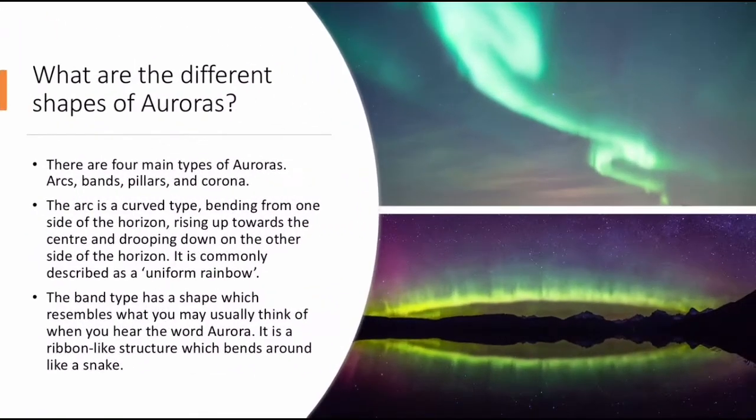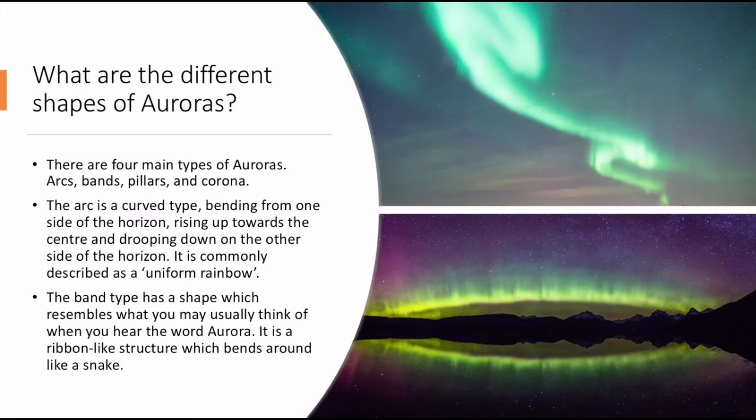There are four main types of auroras: arcs, bands, pillars, and corona, not coronavirus, just saying. If you want to know more about that, then there's a video that I've made. Click on the top right. The arc is a curved type, bending from one side of the horizon, rising up towards the centre, and drooping down on the other side of the horizon. It's basically like a rainbow, except it's not a rainbow, it's an aurora.